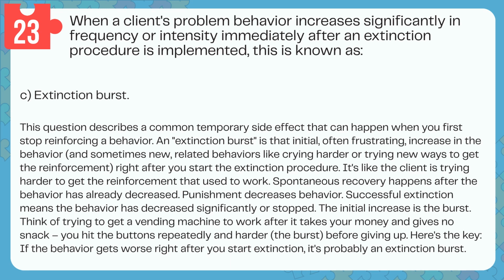Spontaneous recovery is the behavior popping up again later after it had decreased. Generalization is the behavior happening in new places. Punishment decreases behavior immediately. Knowing about extinction bursts is important so you don't give up on the procedure too soon, as it's often a sign that it's starting to work.